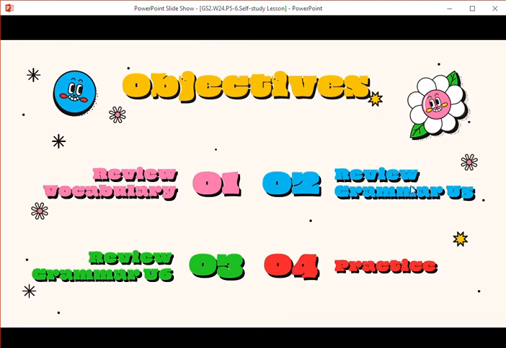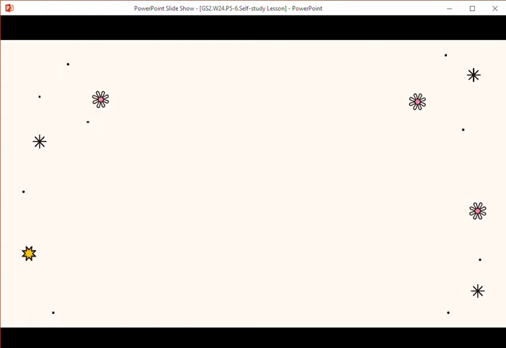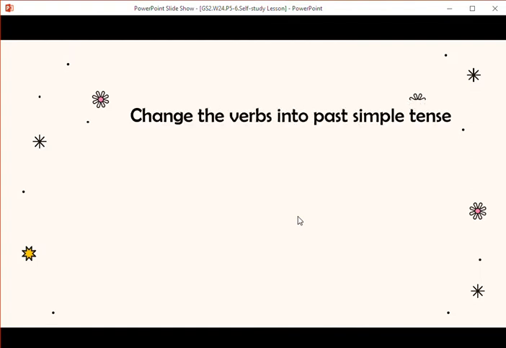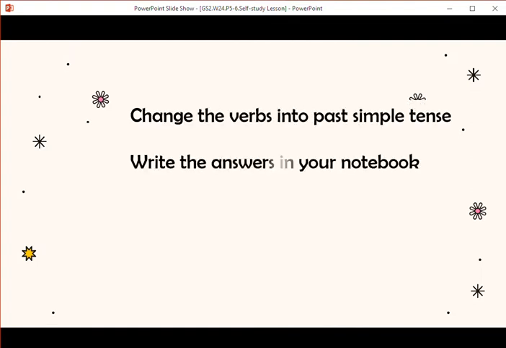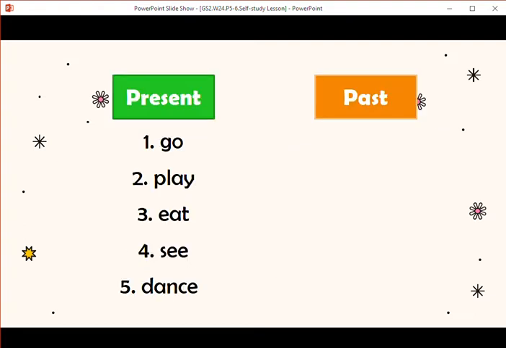Alright, so we just finished objective number 1. Now, let's move to objective number 2, review grammar of Unit 5. You are going to change the verbs into the past simple tense. Then write the answers in your notebook. You will have 3 minutes to finish this exercise. And again, draw a small star for a correct answer. 3 minutes for you now.